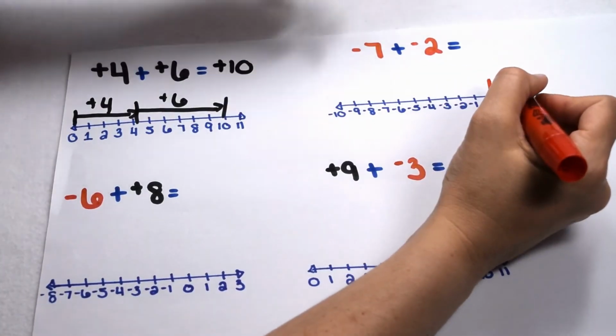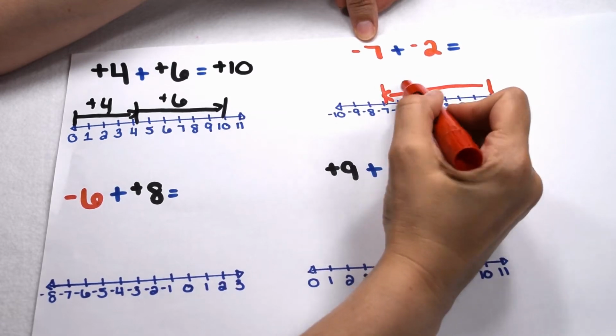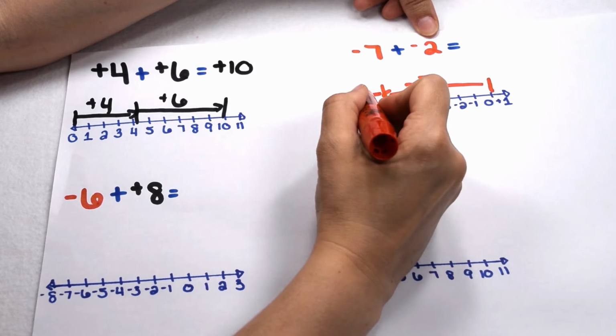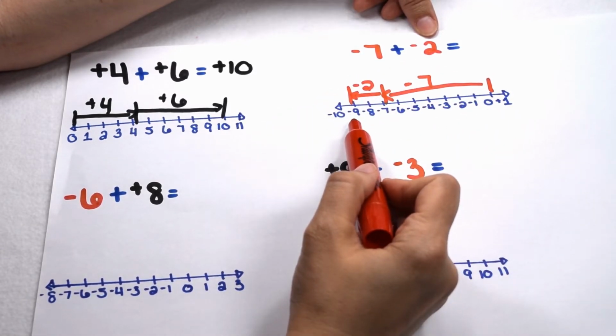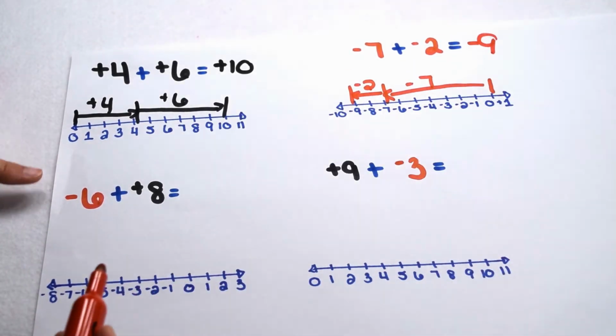On our next one, again, I'm going to start at 0. My first value is negative 7, so that's going to send me 7 places to the left. To that negative 7, I need to add negative 2. So that means I'm going to go another 2 places to the left. 2 more places to the left means I end up at negative 9. Negative 7 plus negative 2 gives me negative 9.